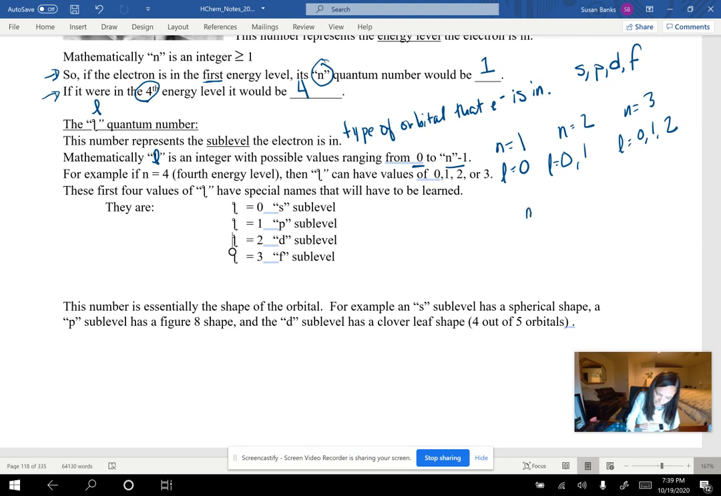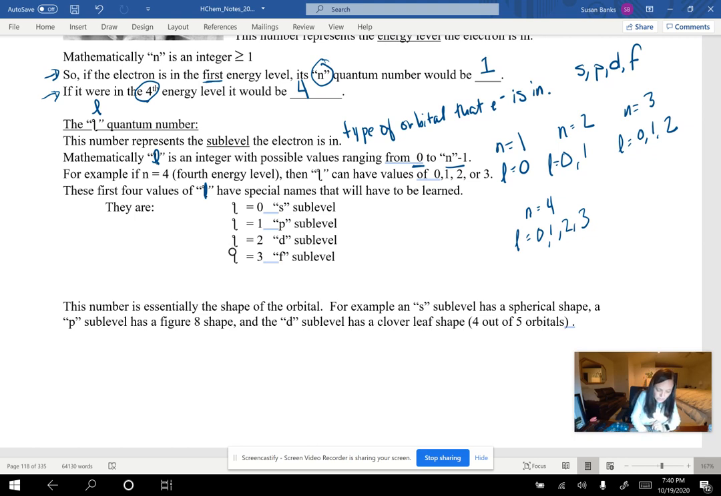So if I have n equals 4, I will have L values of 0, 1, 2, and 3. Okay, so here we go. The first 4 values of L have special names that we are going to learn.